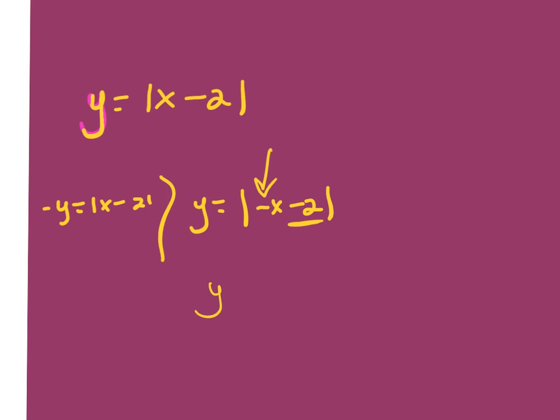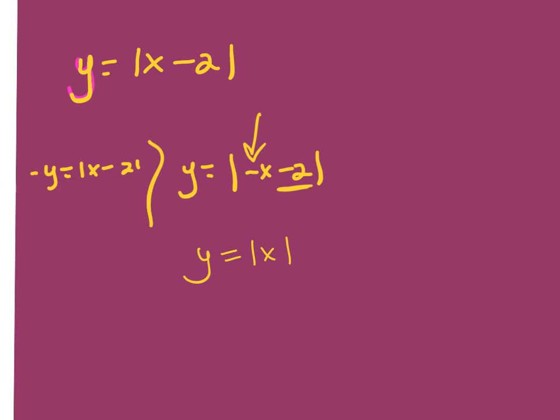But if it was just y equals absolute value of x, and I plug in a negative x, that negative is always going to come back positive. I can't do it if there's another term inside. The negative still stays negative as well? Correct. Yep. But if it's by itself, it goes away.